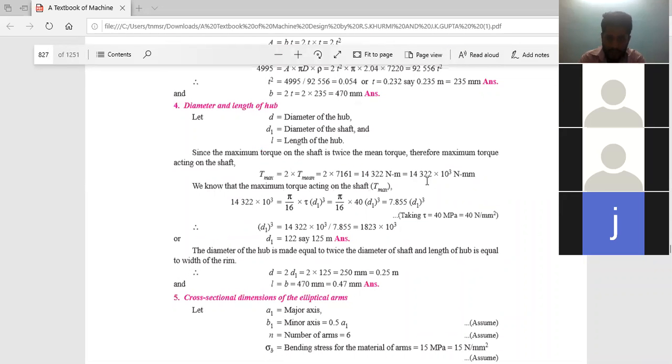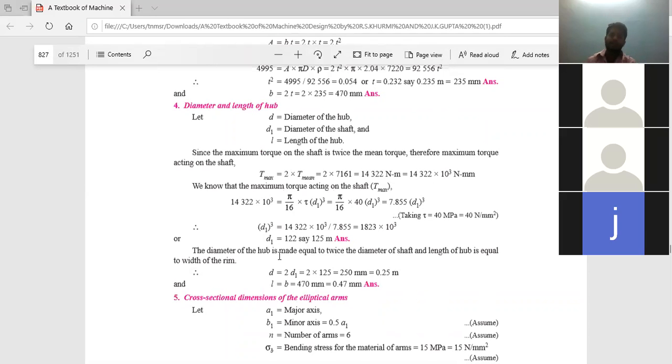T max already I have taken out. That is 14,322 into 10 to the power 3 equal to pi by 16 into tau. Tau is the shear stress, again given in the problem, into D1 cube. D1 is what? Diameter of the shaft. With this expression, you can get the value of dia of the shaft, which is around 122 mm.